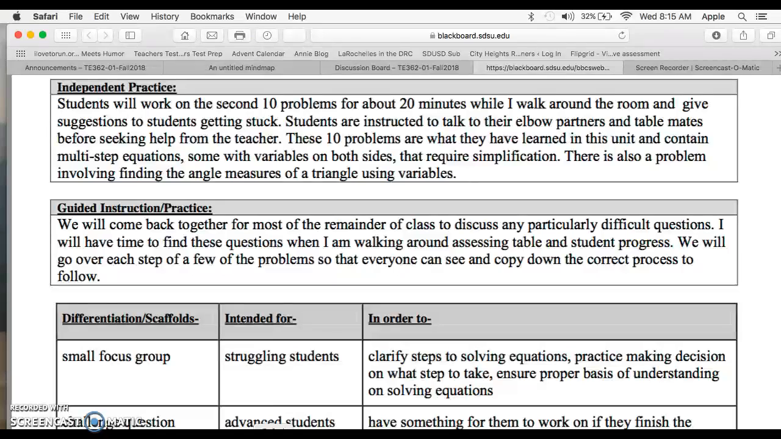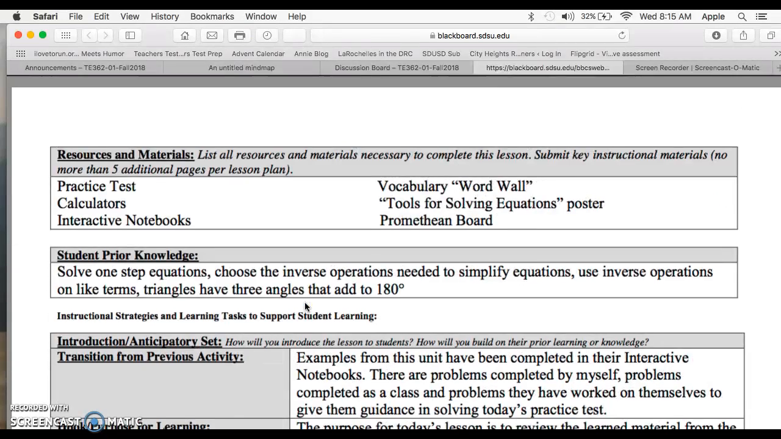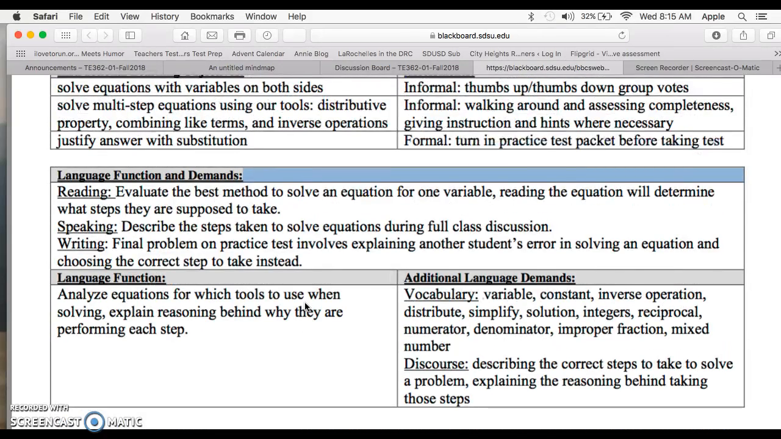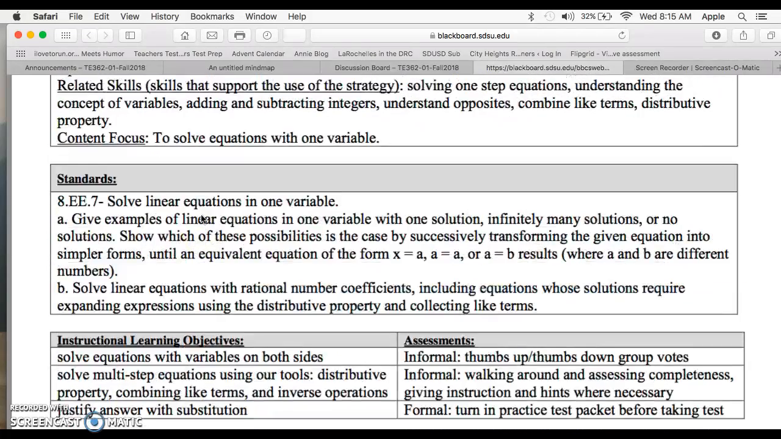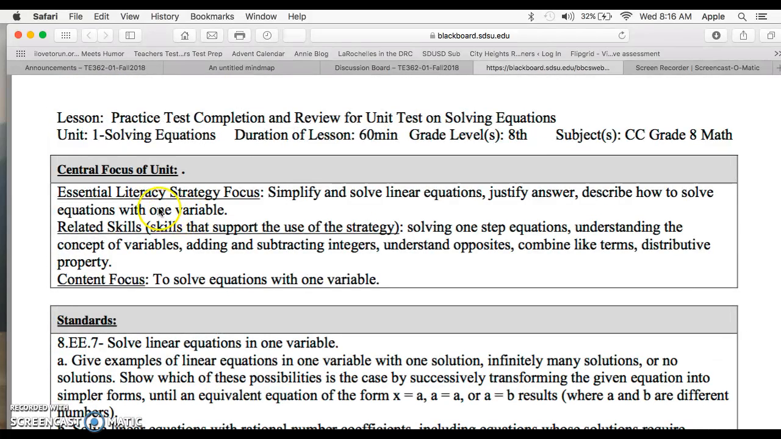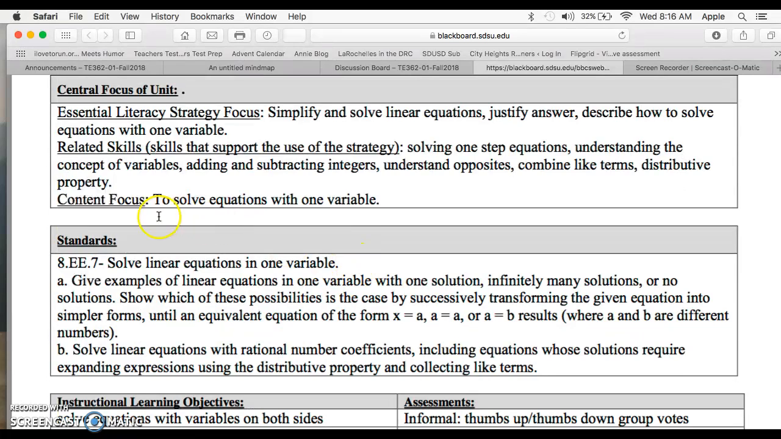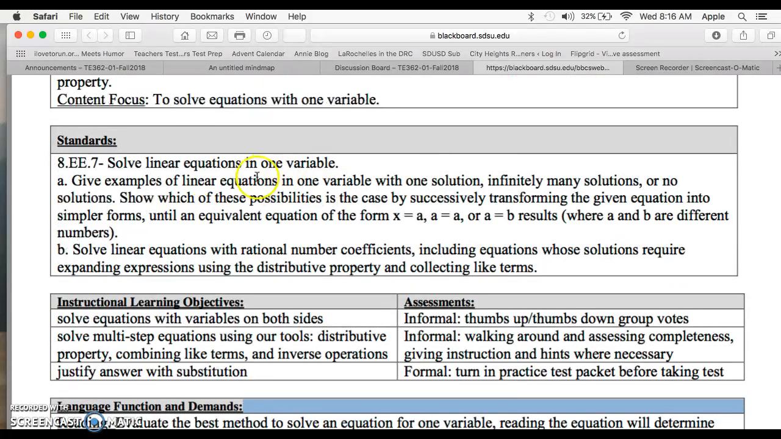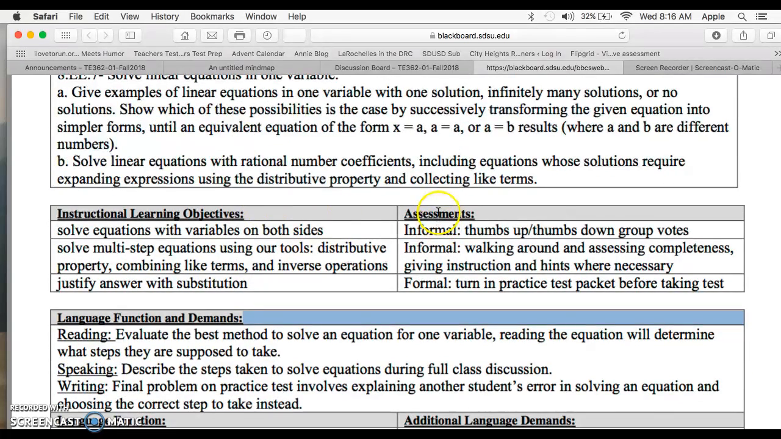For example, in the lesson plan I showed you, like I explained earlier, here are the essential literacy strategy focus: simplifying and solving linear equations; related skills: solving one-step equations, understanding the concept of variables, adding and subtracting integers; and then the content focus is to solve equations with one variable. Here are the standards, and then here are the assessments. This is how the teachers assess in the class.